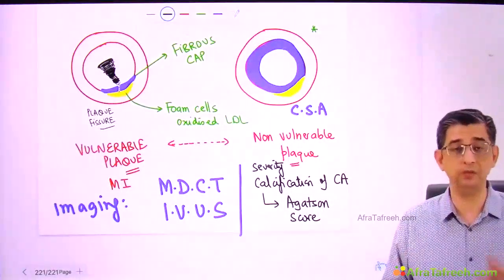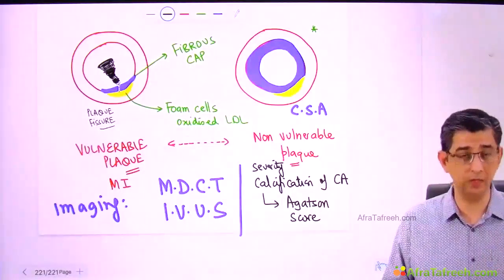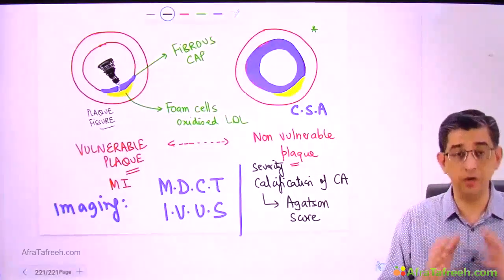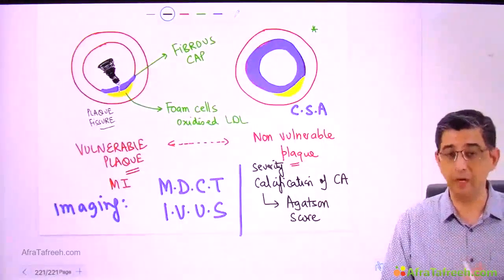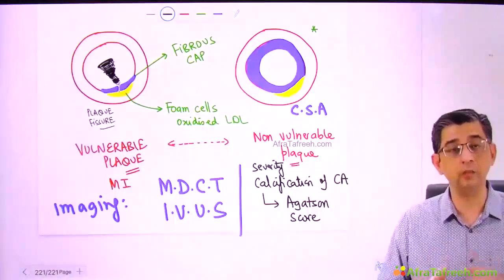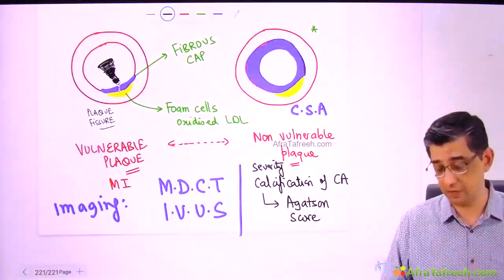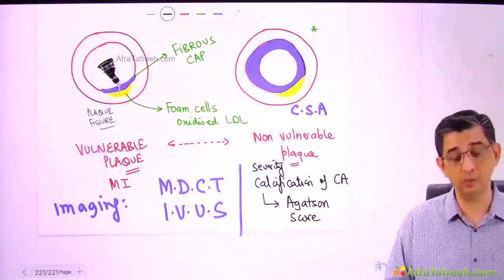One, you should know the difference between vulnerable and non-vulnerable plaque, which I've already explained. Incidence of MI being higher, chronic stable angina being higher. How do you differentiate between the two? Easy, multi-detector CT scan. In the long run, both of these patients can have a calcification as well. The score used for calcification is going to be called the Agatston score primarily.